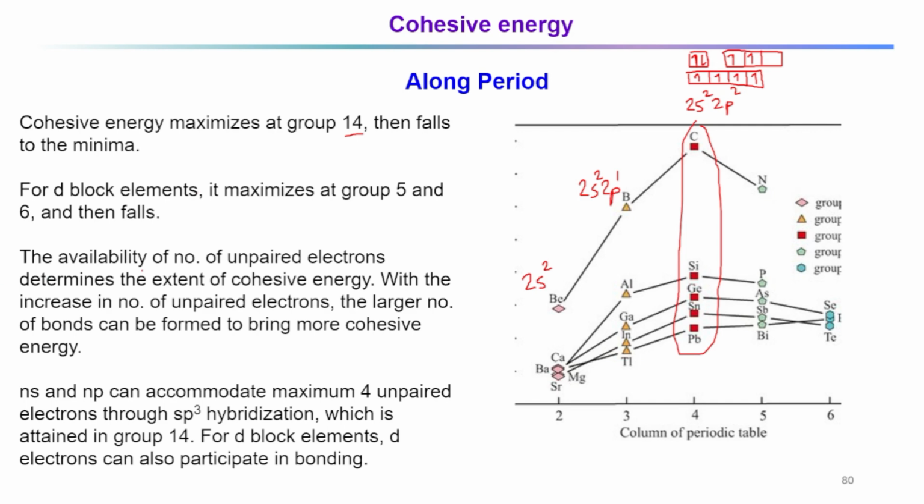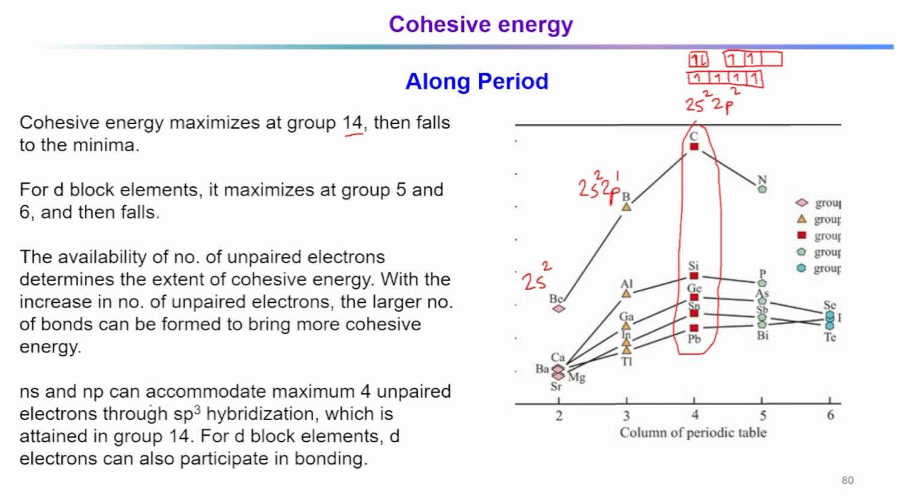So if you see again, the availability of the number of unpaired electrons determines the extent of cohesive energy. If the number of unpaired electrons is more, the number of bonds will be more, bonding within the same type of atoms. So that's why the extent of cohesive energy will be more. You have to apply more energy to take out that atom, right? Now with the increase in the number of unpaired electrons, a larger number of bonds can be formed to bring more cohesive energy. That is what I just explained.